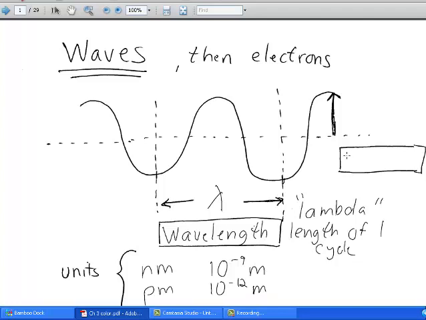Another term is the distance or the height of one crest, or identically it would be the height of one trough. And so that is known as the amplitude of the wave. And so that is the height of one crest, which is identical to that of the trough.